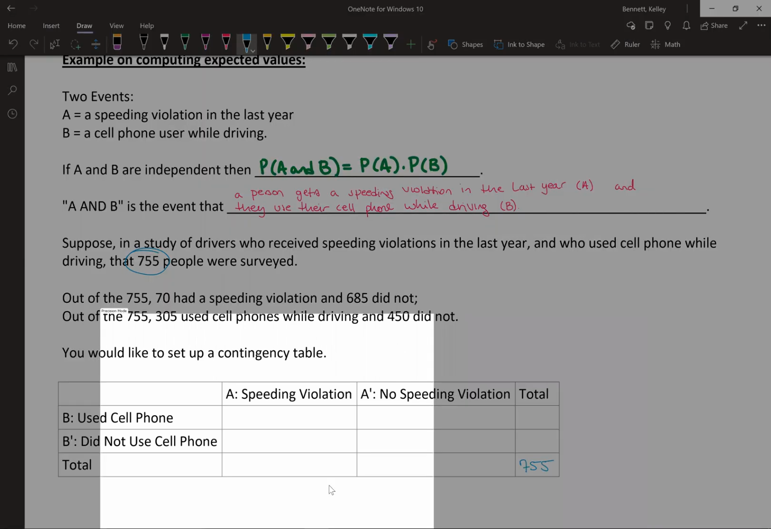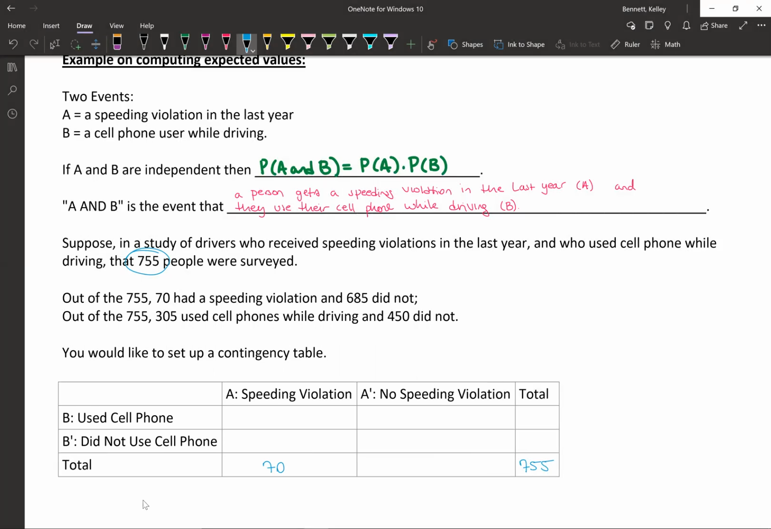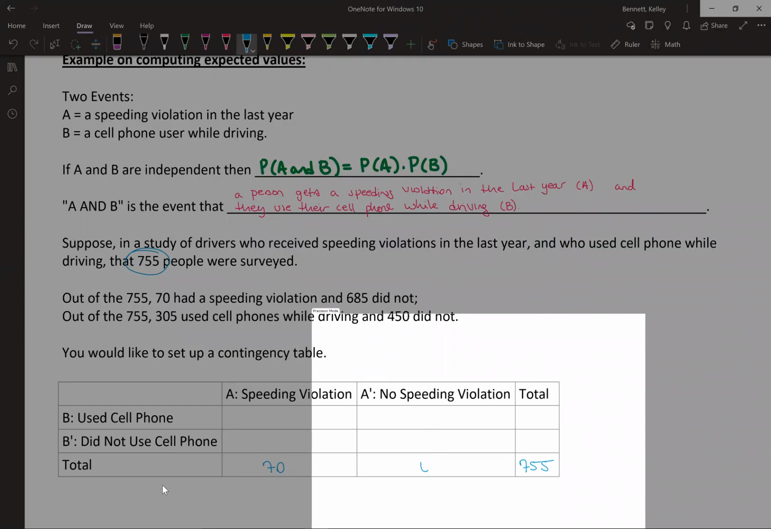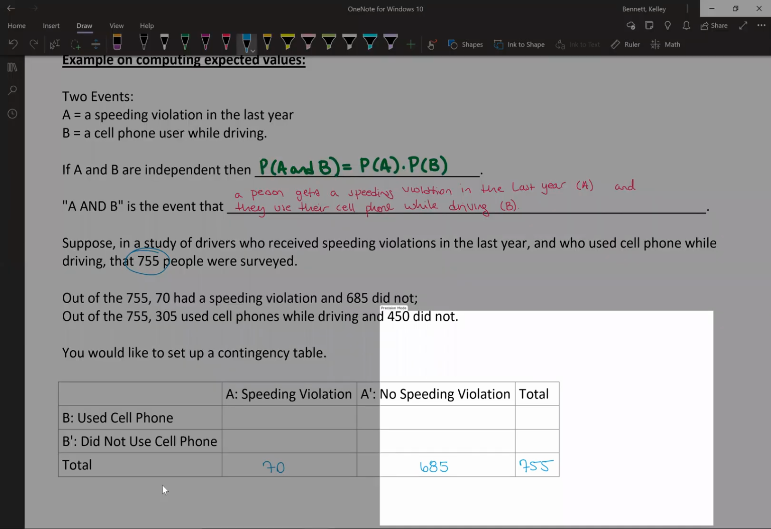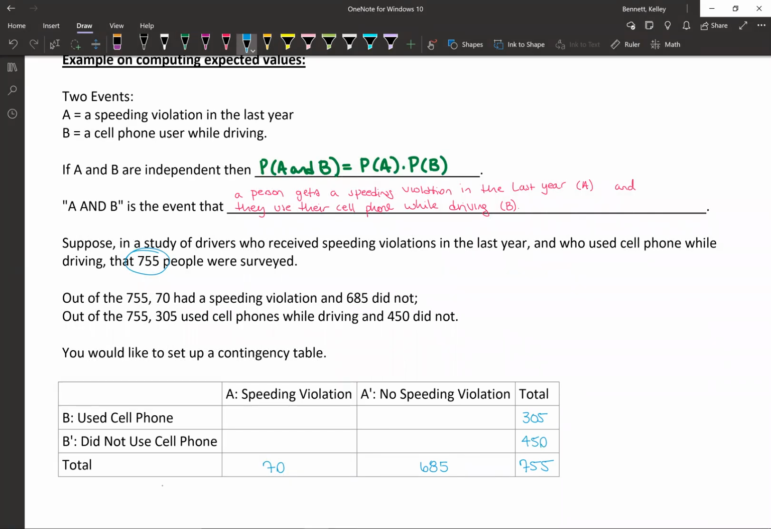So if I look at the total for speeding violation, that's going to be people who use cell phones and who did not, but I'm not making that delineation yet. I'm just looking at how many people had a speeding violation, and that was 70. Similarly, 685 did not, so that's going to go here. And now I can do the same thing with cell phones and not cell phones. So 305 use cell phones. That goes in my total for B. And 450 did not. So this is our contingency table.